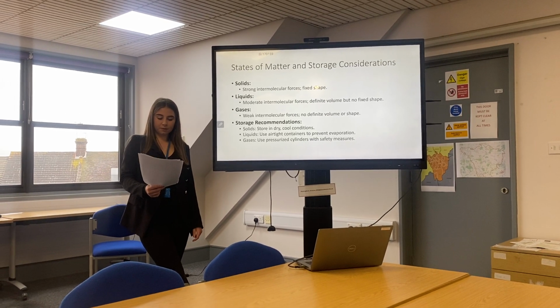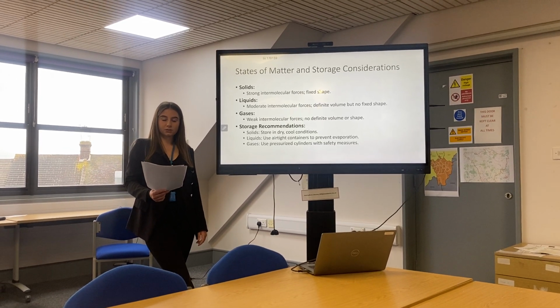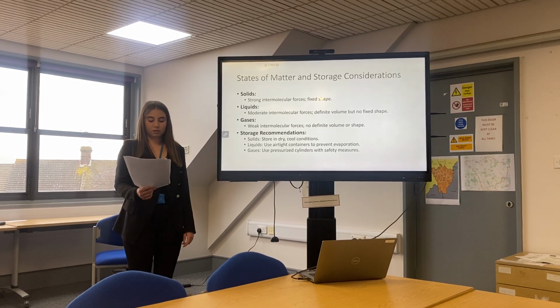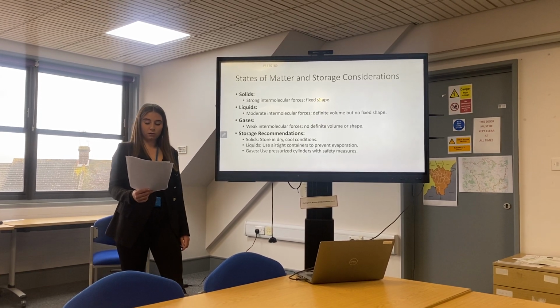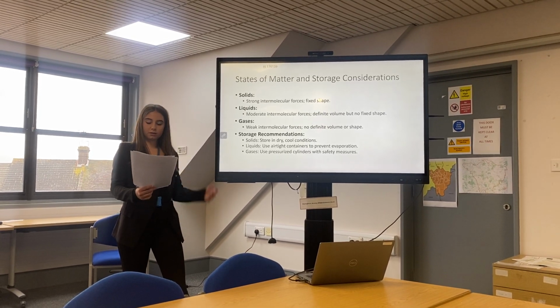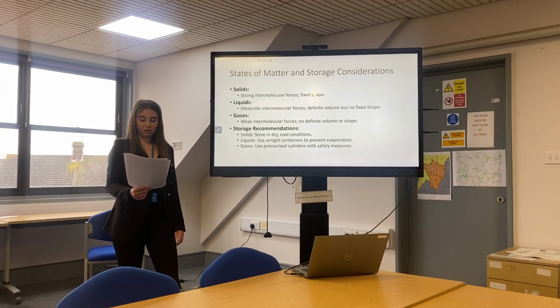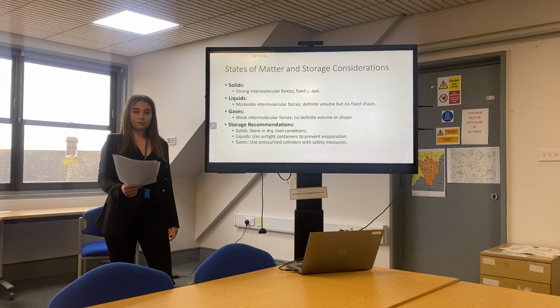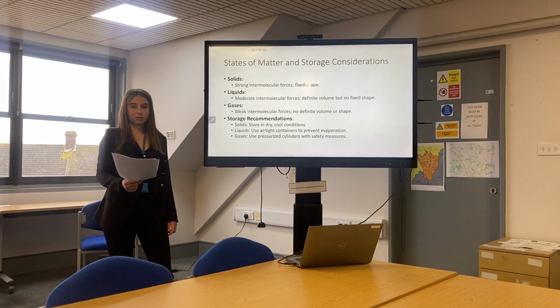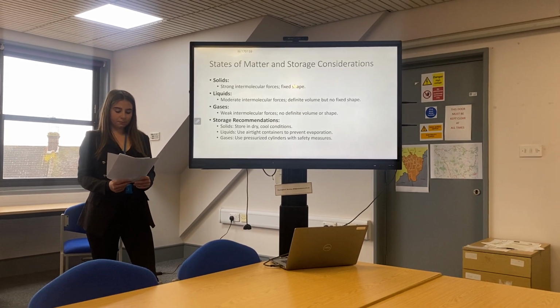There are dipole-dipole interactions, which are medium-strength forces found in polar molecules like hydrogen chloride gas, where permanent dipoles attract each other more strongly than the van der Waals forces, for example hydrochloric acid, which is liquid at room temperature.